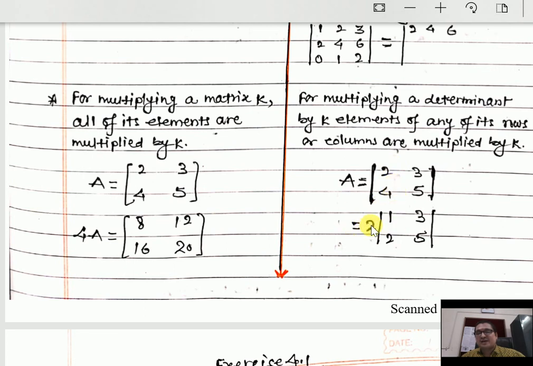Common means what? This is a kind of multiplication only. So 2 divided by 2 you will get 1, 4 divided by 2 you will get 2. If you want to bring it inside again, you can multiply this value with 1 and 2, or you can multiply with 1 and 3. The second determinant you can write: if you want to multiply in R1, it will be 2, 6, 2, 5. If you want to multiply into R2, it will be 1, 3, 4, 10, like this.